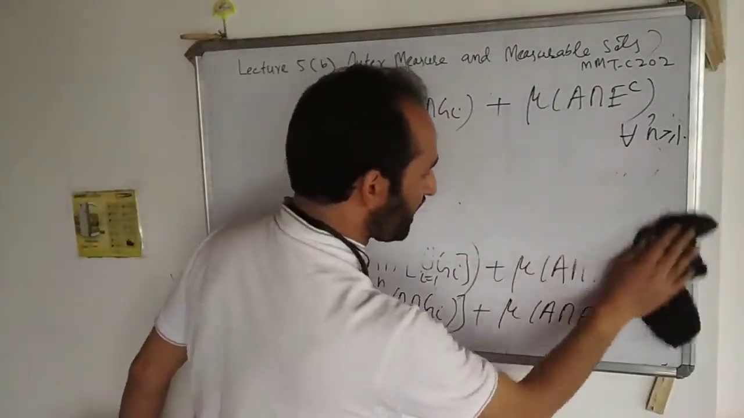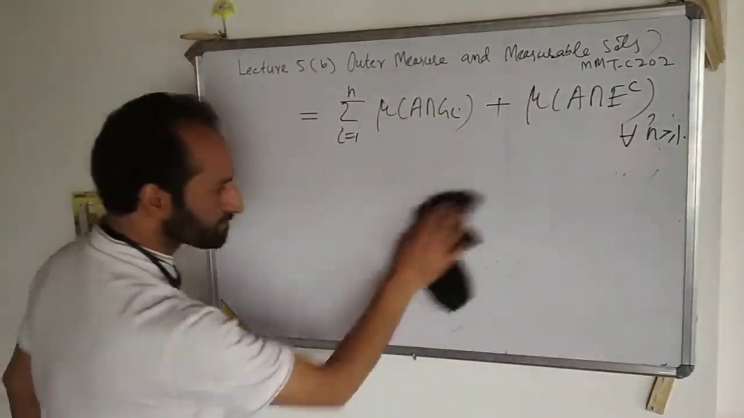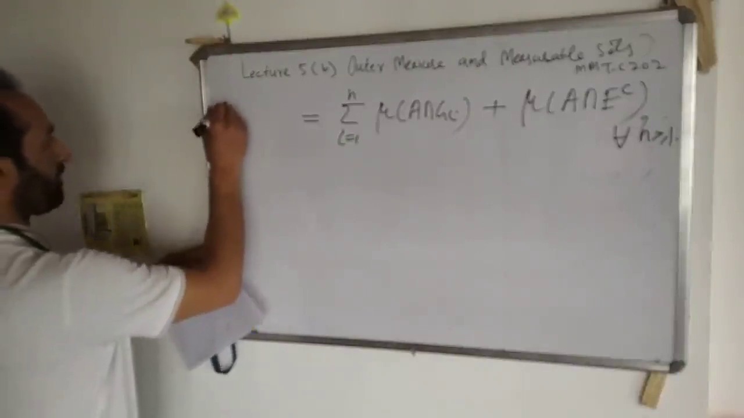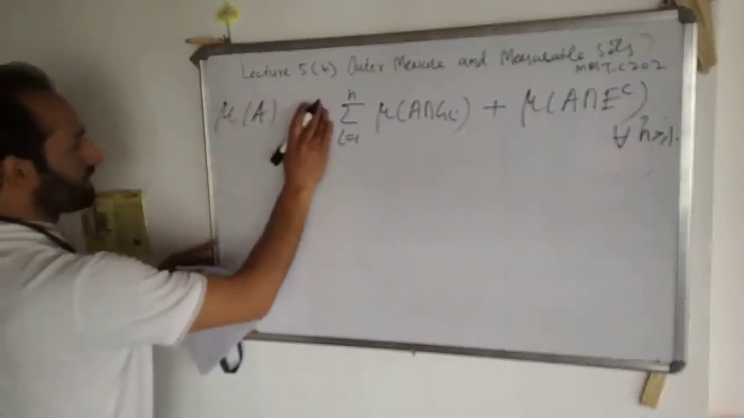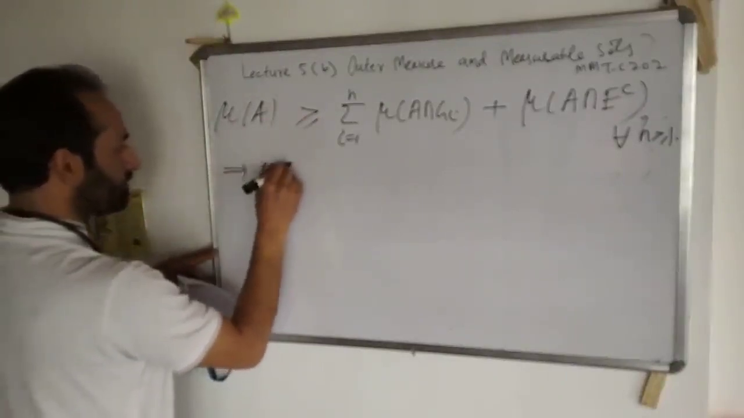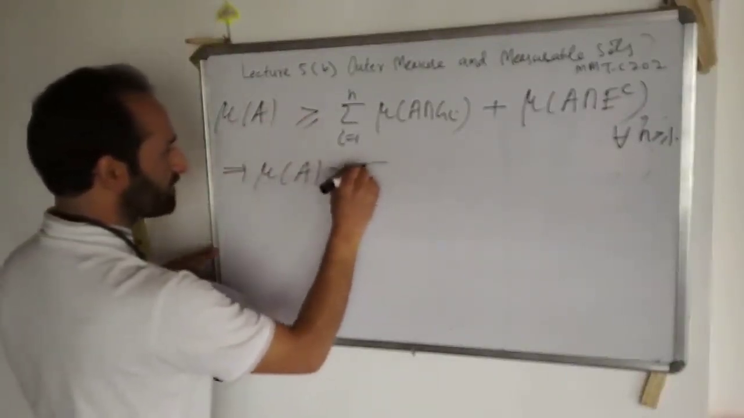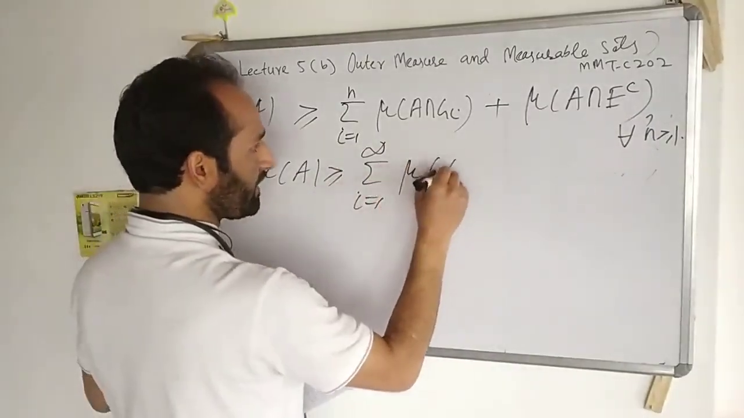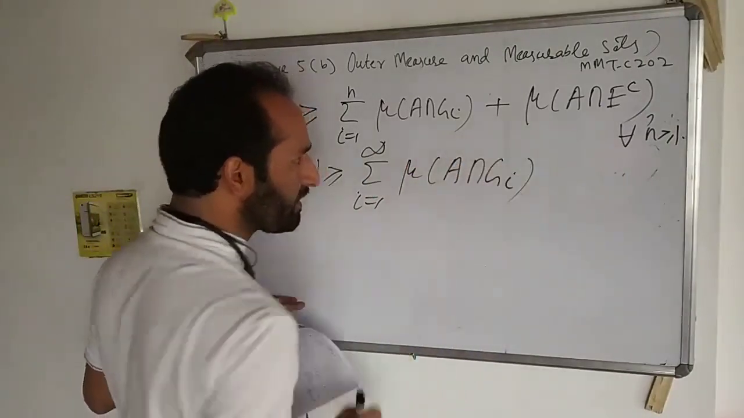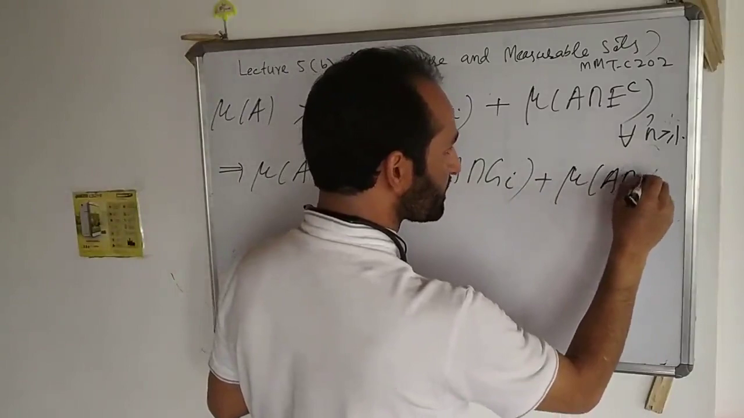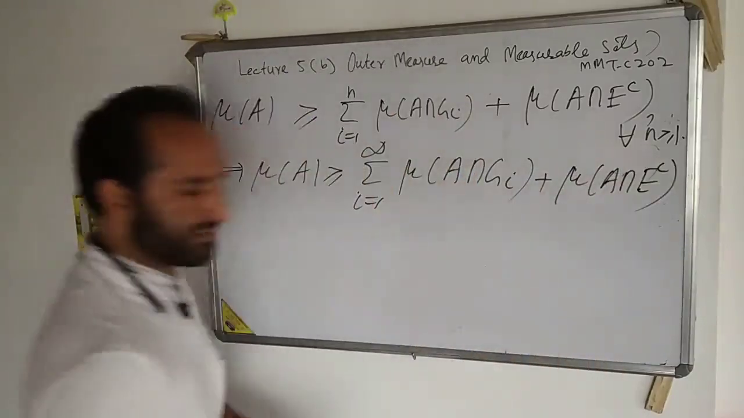Now letting n approach infinity, so here mu of A is greater or equal to this. So letting n approach infinity, this gives mu of A is greater or equal to summation i runs from 1 to infinity of mu of A intersection Gi plus mu of A intersection E complement.